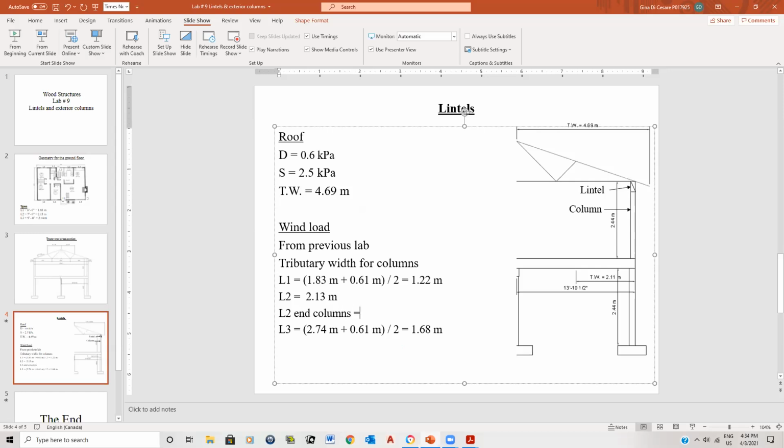Well, we're going to say that's equal to the same thing here: 2.13 meters plus 0.61 meters divided by 2, and that's equal to 1.37. Thank you.